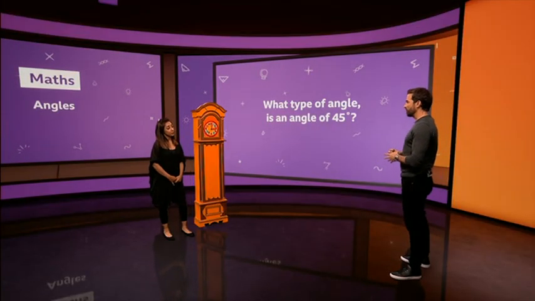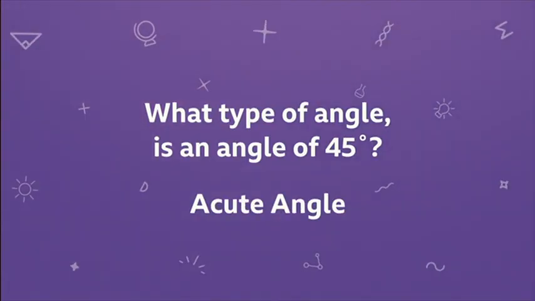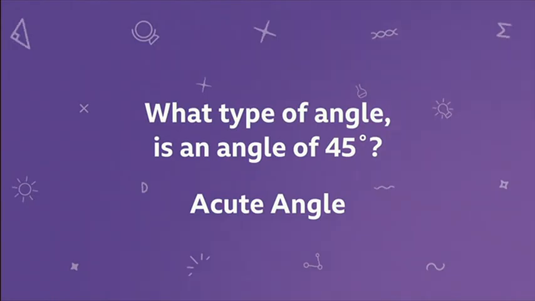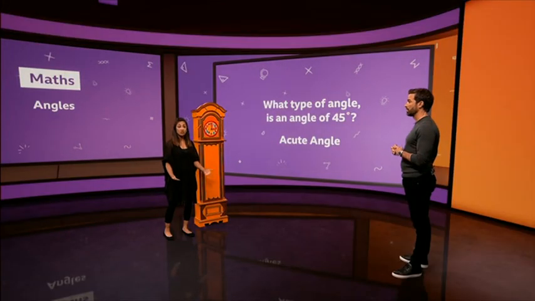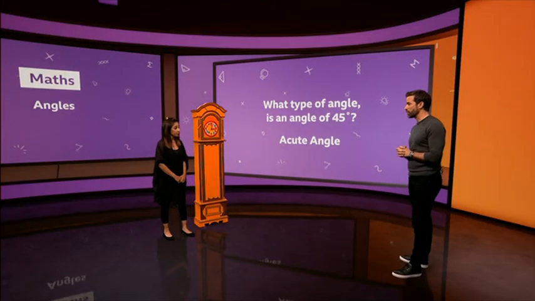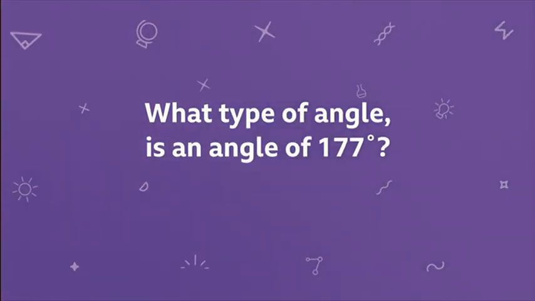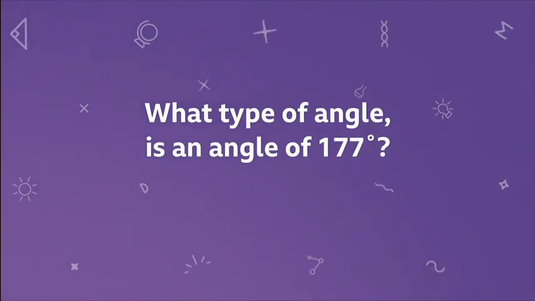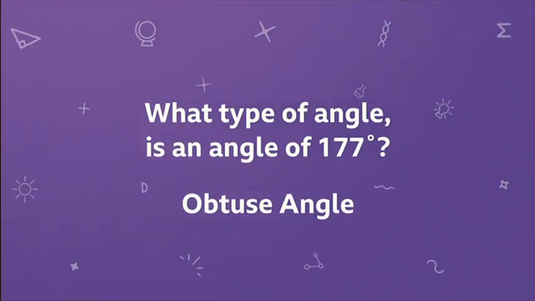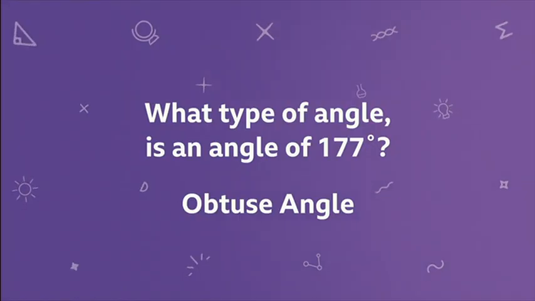OK, 45 degrees, obviously less than 90 degrees, so that to me is an acute angle. Correct, well done. It's a 45-degree angle, which is less than 90, so it's an acute angle. All right then, next question. What about an angle that is 177 degrees? 177 is between 90 and 180, so that is the deck chair, obtuse. Well done, that's right. It's an obtuse angle because it's greater than 90 but less than 180.